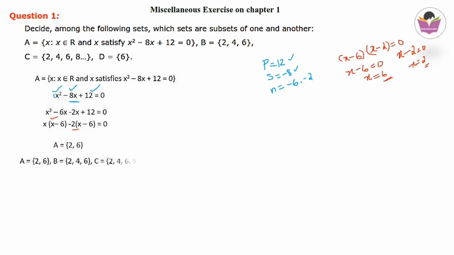Then B, C, D we can write. A is {6}, B is {4, 6}, C is {2, 4, 6, 8, etc.}, D is {6}. And here C is an infinite set. And first of all, let's take A.